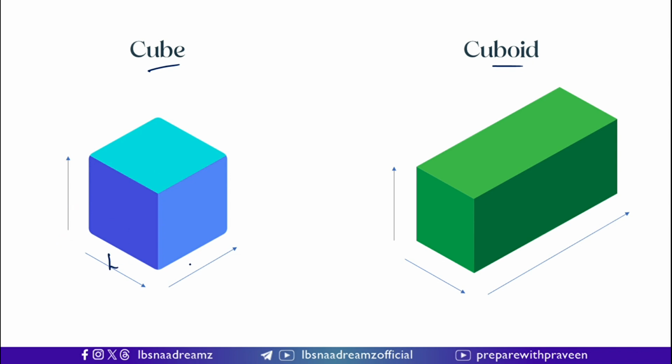If you see the length, width and height of the cube, they all will be in equal size. But that's not the case in cuboid. If you see the length, width, height, it will differ. Okay, so this is how we can differentiate cube and cuboid.